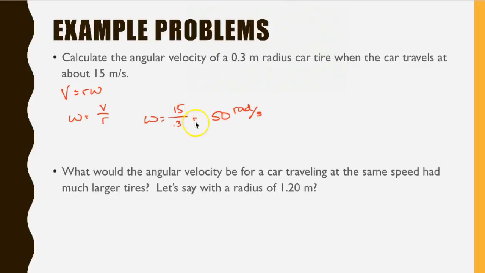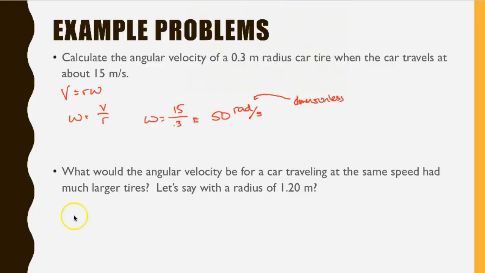Just really quickly, notice what happens to my units here. I have 15 meters per second divided by meters. That should give me 1 over seconds. That goes to show you that this radians here is really dimensionless. We don't really need it. We could just say 1 over seconds. However, I like to include it simply because it helps remind me that I'm using radians as my rotational angle measure, not degrees. So you're welcome to not include it. I typically will.